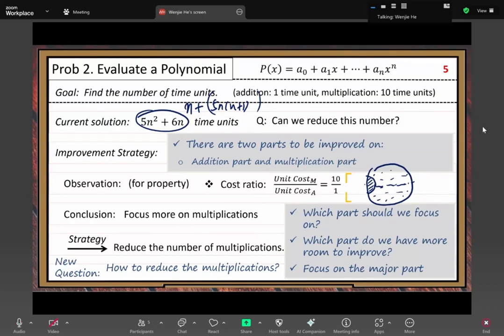Question: is this still brute force? Yes, still brute force. But although it is still brute force, we do preparation for the next algorithm.